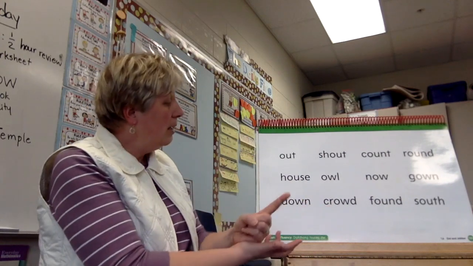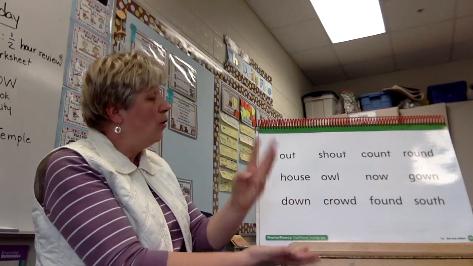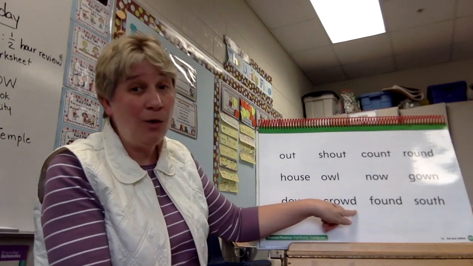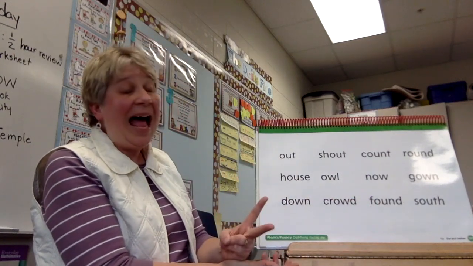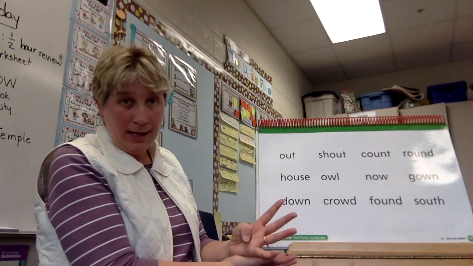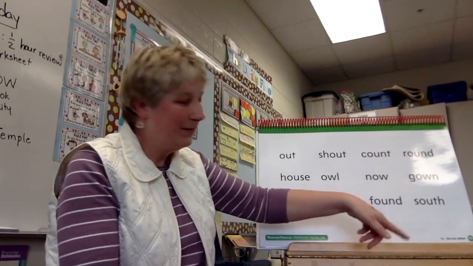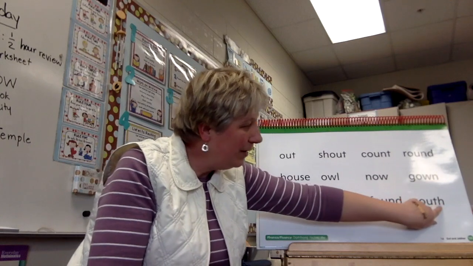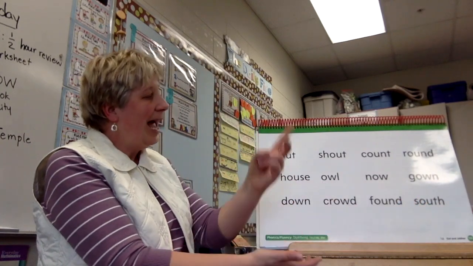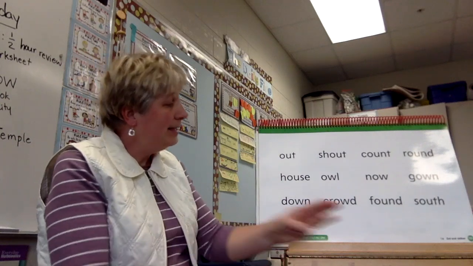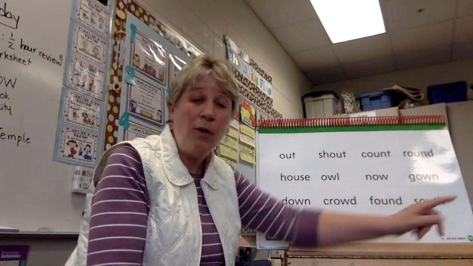sounds. K, ow, d. Crowd. Let's try that word. Ow, n, d. Found. And then our last one has an H brother at the end. Here we go. Ow, south. The word is south.